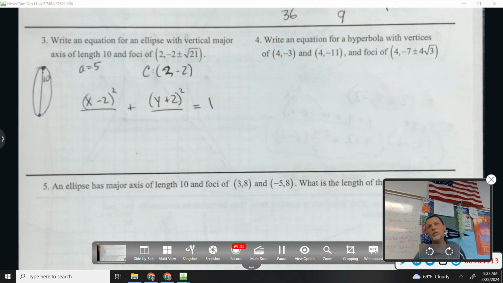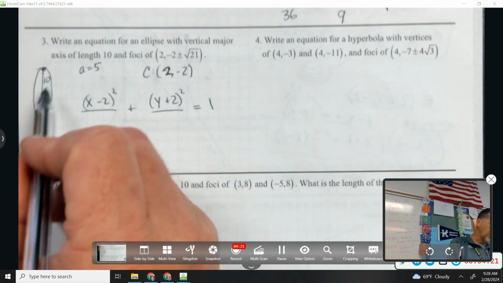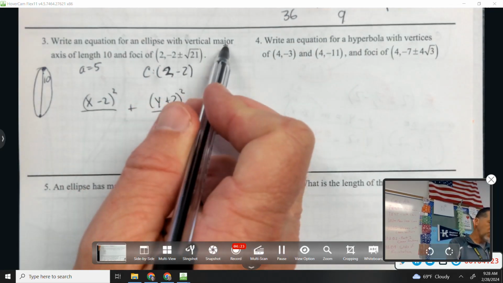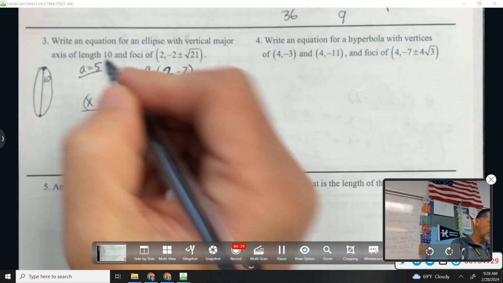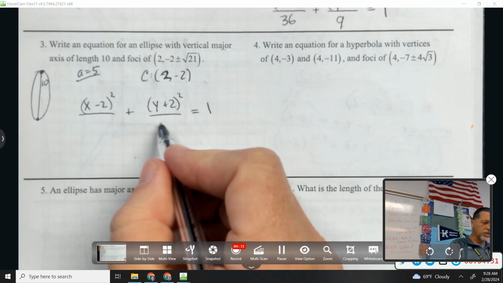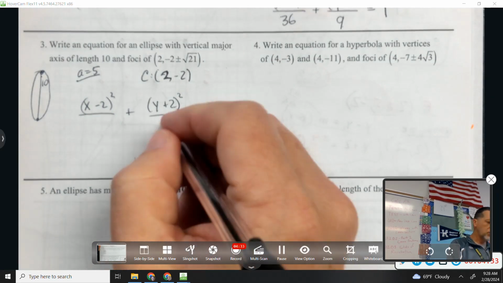The x stuff is always first for an ellipse, because what matters is not who's first, what matters is who's bigger. Speaking of who's bigger, vertical major, up and down, longer, so y is bigger. And if a is 5, what goes under the y squared? 25.